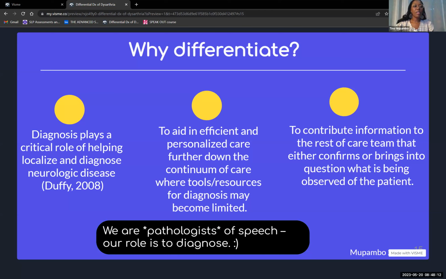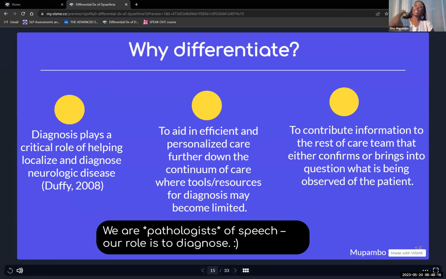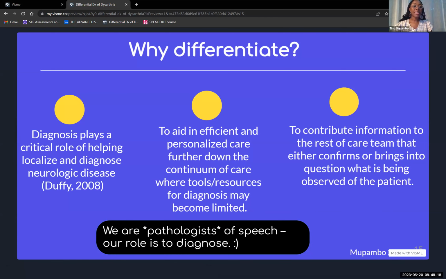And then the first point that I have on here is from Duffy in 2008. And he talked about how diagnosis plays a critical role of helping localize and diagnose neurologic diseases. So something like an ALS or something outside of just saying a patient has stroke. If they don't have a stroke, they might have something else that's neurologic and affecting their motor speech, essentially.